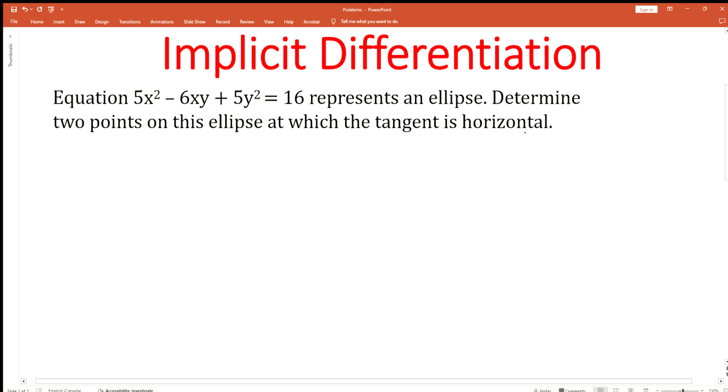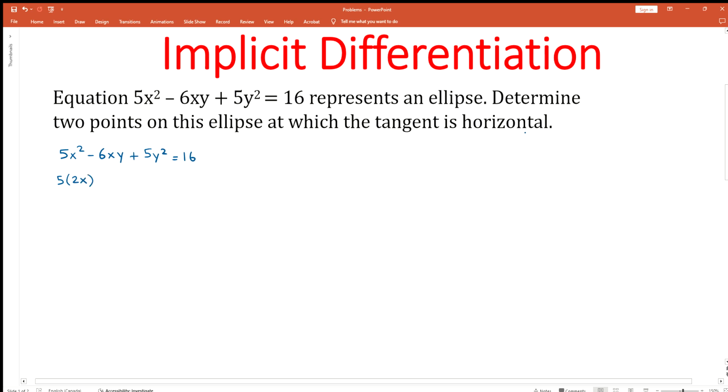Let's start by writing the given equation. We have to find the derivative of this equation with respect to x. The first term is 5x squared. 5 is the coefficient of the term. It's a constant, so it will stay as it is. The derivative of x squared with respect to x, as per the power rule, is 2x.